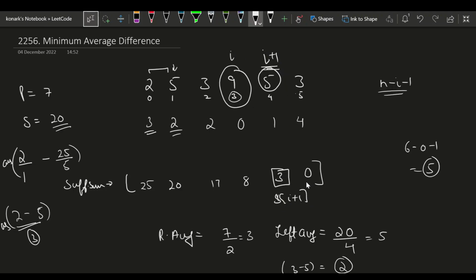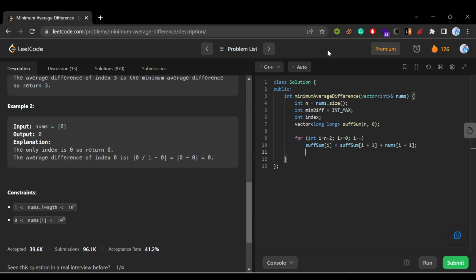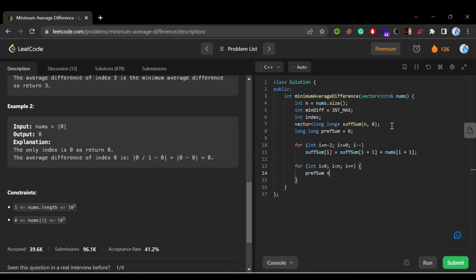So after pre-processing it, I also need another variable that is a long, because it will have the prefix sum value stored in it. And yeah, so int I is equal to 0, I is less than n, I plus plus. Now, first of all we'll update the prefix sum, and that will be plus equal to nums of I.